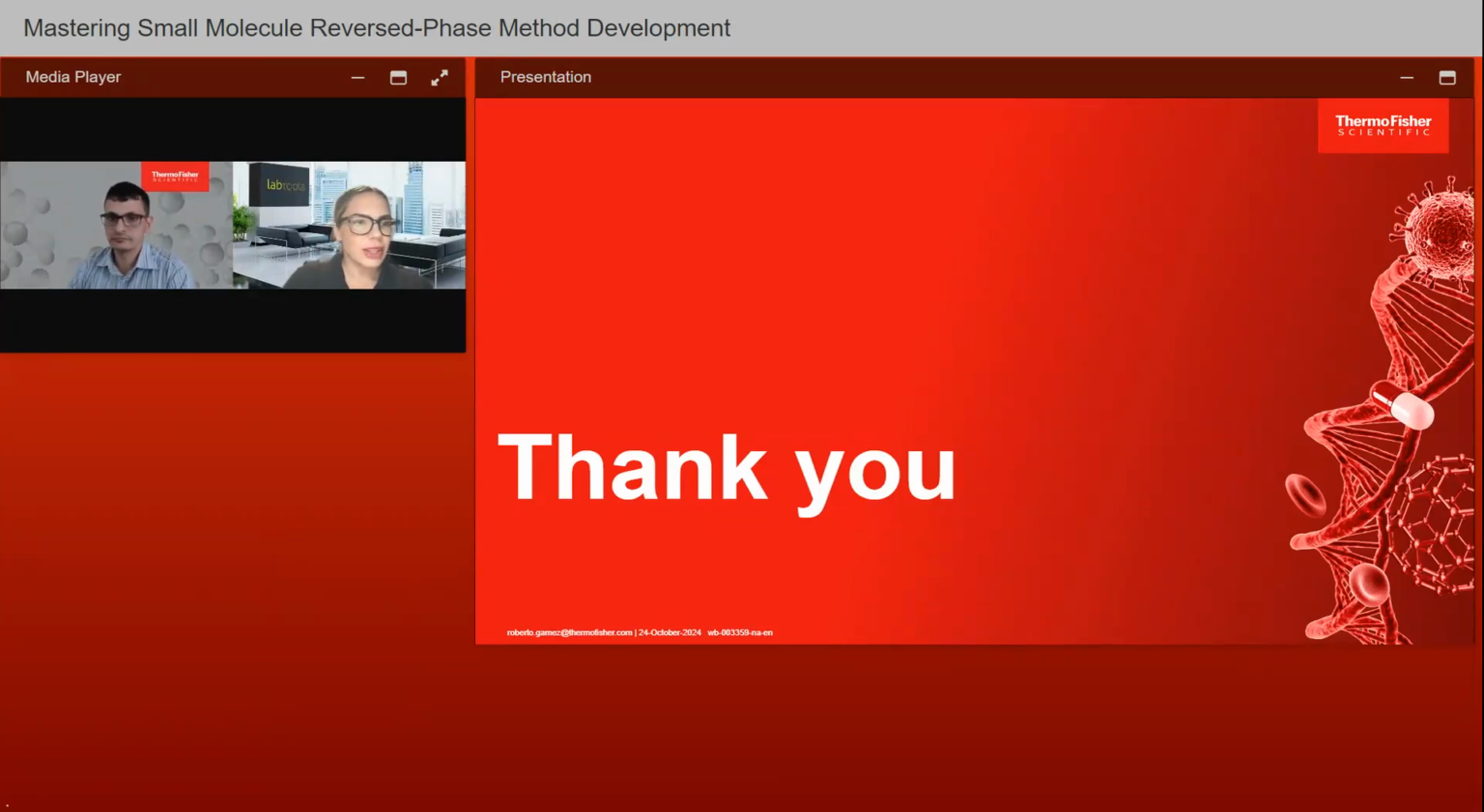Okay, let's take a look at the first question we have here. This one says, how do you ensure that a newly developed method is both robust and reproducible?